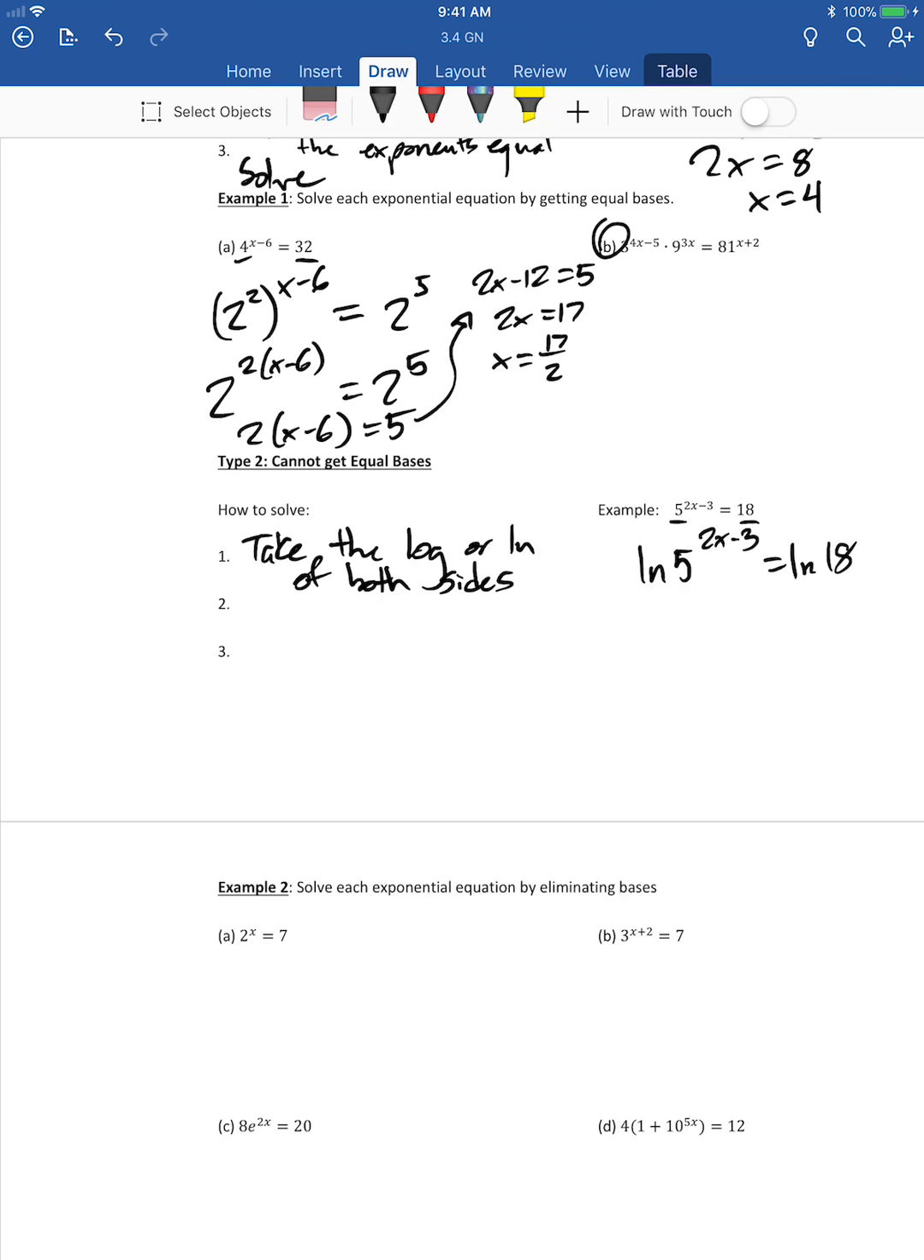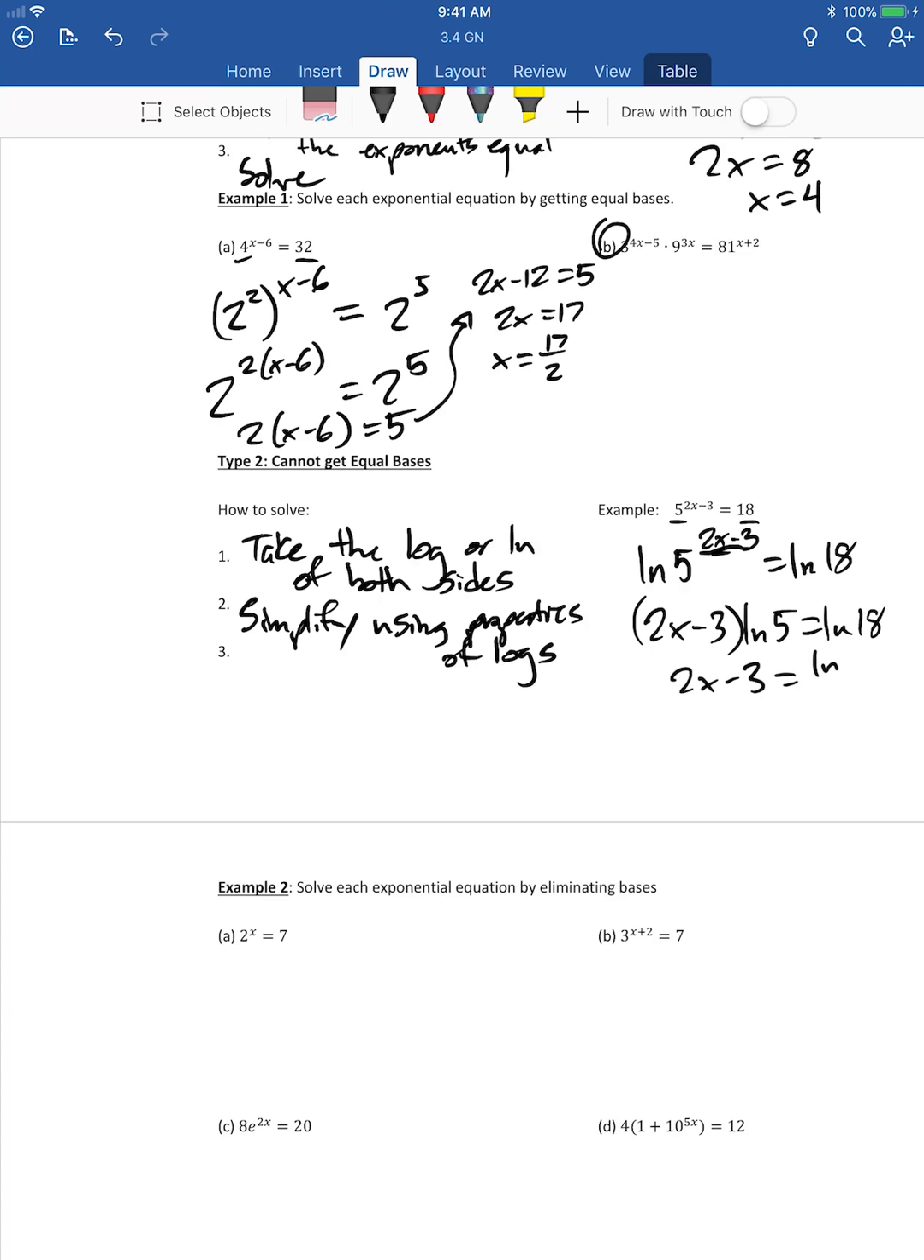I don't have to change anything. And this is totally allowed. As long as I do something to both sides, I can do whatever I want. Next, my goal is to solve for x. Well, how do I solve for x? I need to simplify using my properties of logs. So this whole thing is an exponent, so I can move that out to the front of the log. Then I can divide both sides by the natural log of 5. Just remember, the natural log of 5 is just a number.